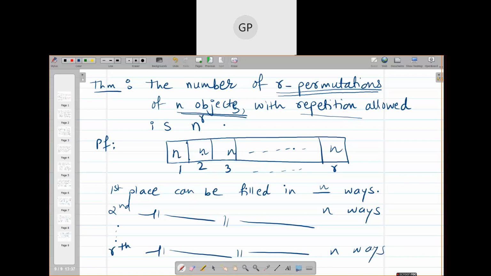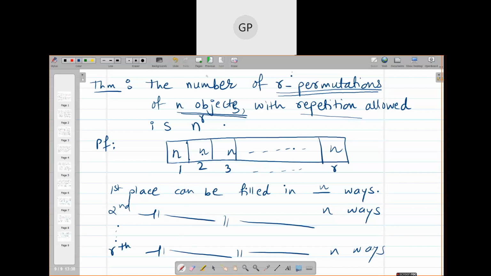Yes, ma'am. I will give you the example. Don't worry. So which principle you will use here? First place and second place and third place and fourth place. Multiplication principle. Okay. So write down after this. Has that been written? Yes, ma'am.